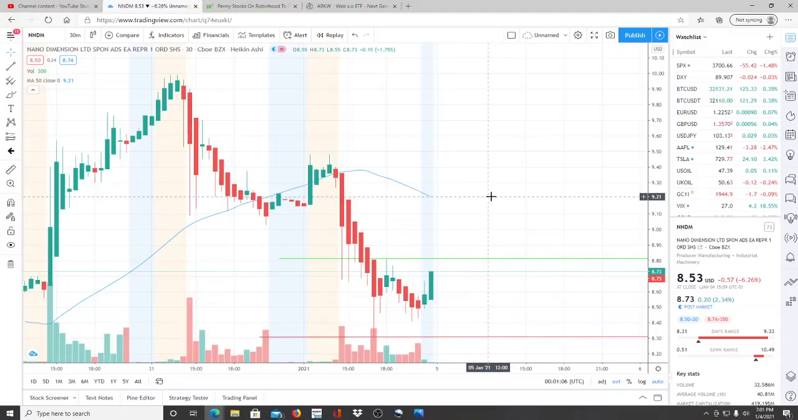So the 50-day moving average is 9.21. As long as we're below it, we're in bearish territory. The moment we're above it, we're in bullish territory. So it's going to be very important for the bulls to break through this to work their way up to newer highs.